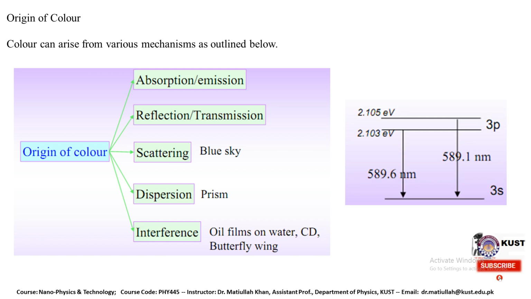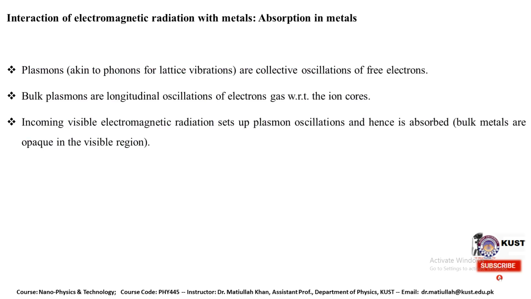So here what happens is the incoming radiation's energy should be equal to the difference between the energy levels, and accordingly light with different wavelengths will originate. Here we can see the transition of an electron between the 3s and 3p orbitals. Within 3p there are subshells, so the different subshell transitions between 3p and 3s will absorb or emit different light. In the first case it is 589.6 nanometers, while in the second case it is 589.1 nanometers.